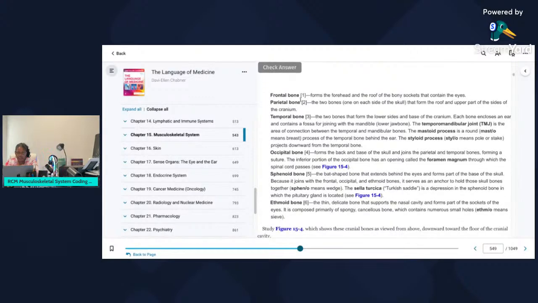But you see right here where it has the number of the bones: frontal bone 1 forms the forehead and the roof of the bony sockets. Temporal bones 3, occipital bones 4, sphenoid bones. Go over these. Put these on index cards. TMJ, temporomandibular, that sounds like something that was on the test, so make sure you get those.